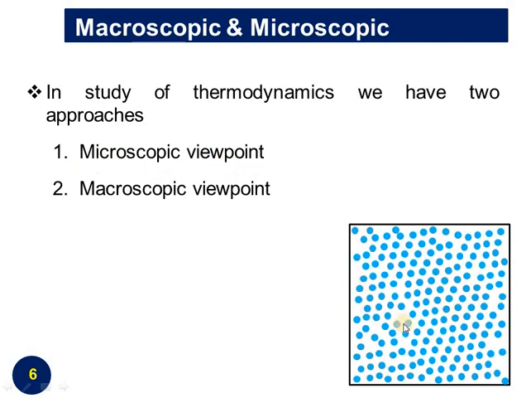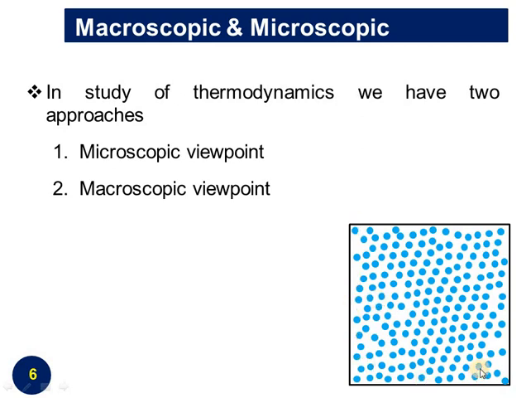Consider a container in which some gas is filled and these are the molecules of this gas. We want to determine the property pressure for this gas. In microscopic approach, we have to examine each molecule, their velocities, their mass, their kinetic energy and their momentum transfer. So if we have n number of molecules, then we will get n number of equations. One equation for one molecule. So in total we have n equations, and by solving those equations we can determine the pressure.